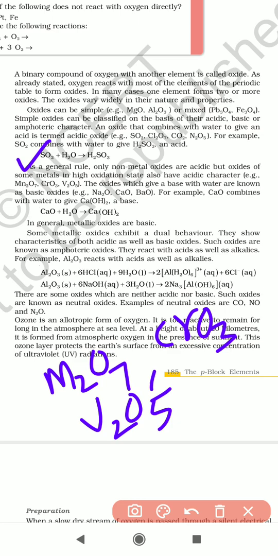The oxide which gives a base with water is known as a basic oxide. So when water reacts with these oxides, what happens? The oxide gives a base with water.